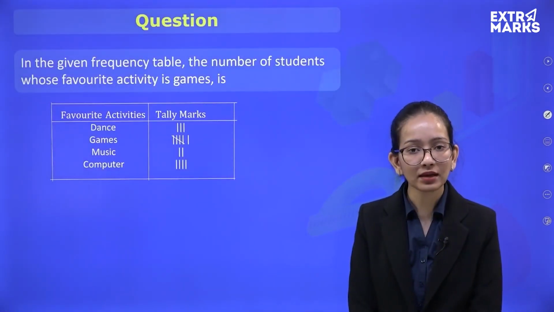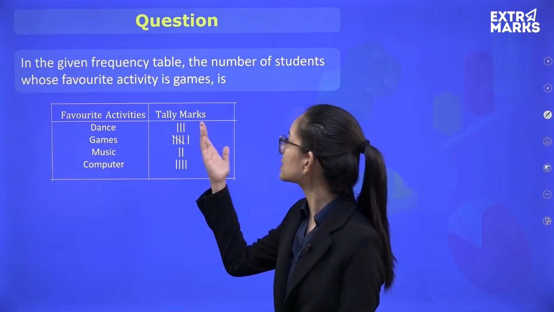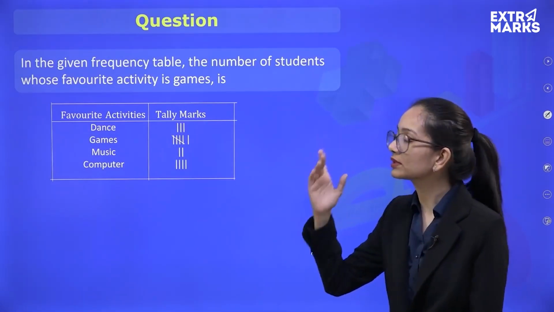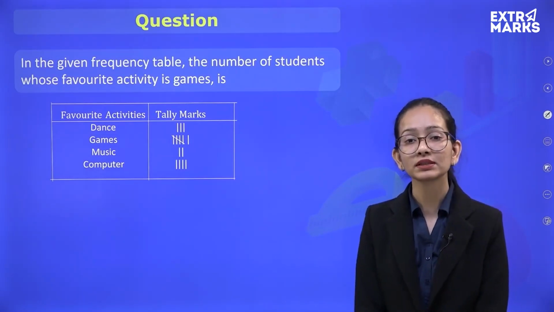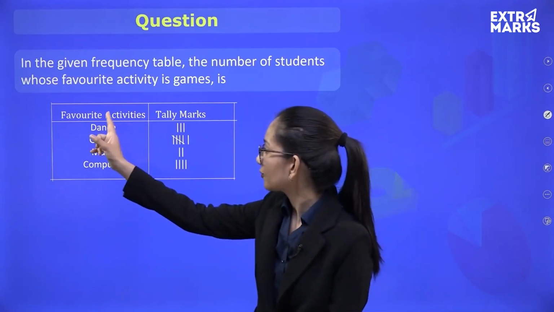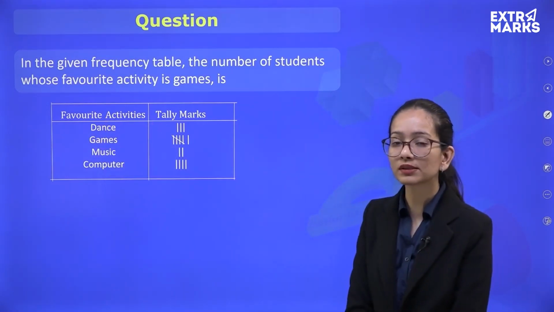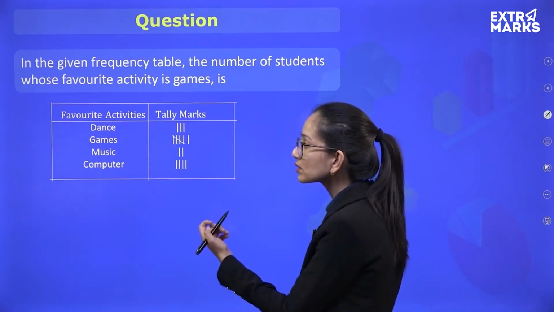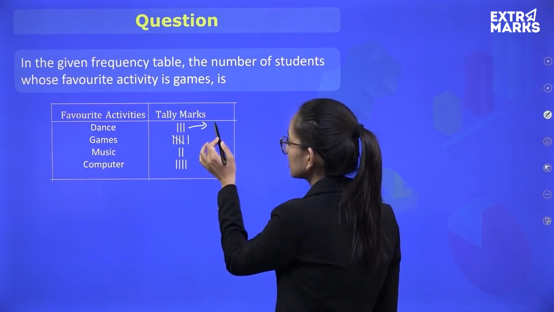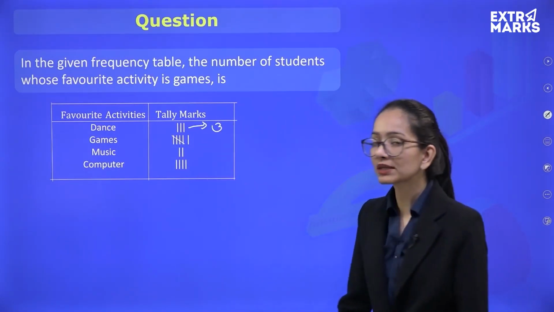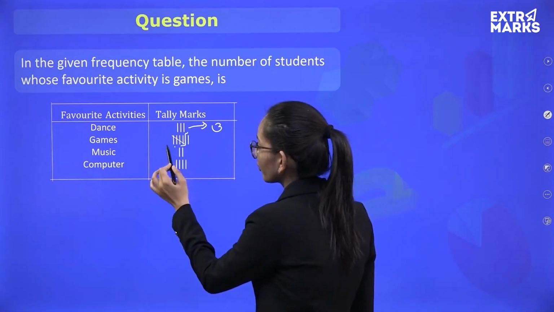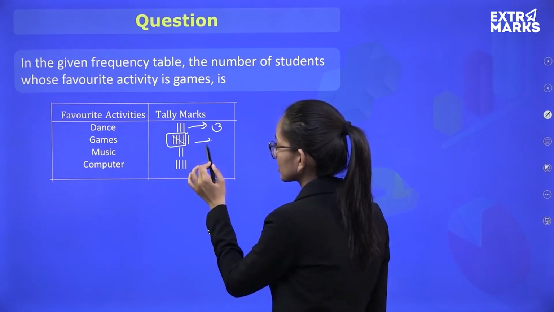Now let's take a question. Here the question is, in the given frequency table, the number of students whose favorite activity is games is. See, for dance, how many students' favorite activity is dance? It is 3. How many students like games? It is 5 plus 1, 6.